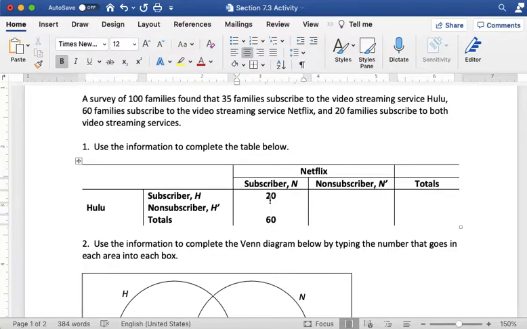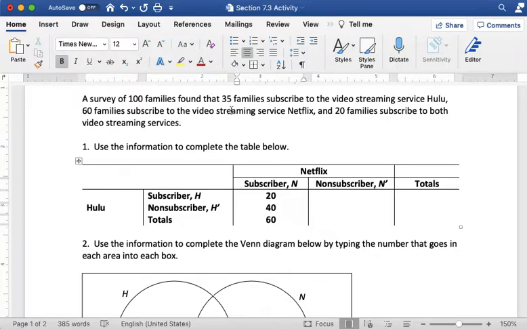Now I can use subtraction to figure out how many of the Netflix subscribers do not subscribe to Hulu. The total is 60, and 20 of them are Hulu subscribers. That means that 40 are not Hulu subscribers. So 60 minus 20 gives me that 40.